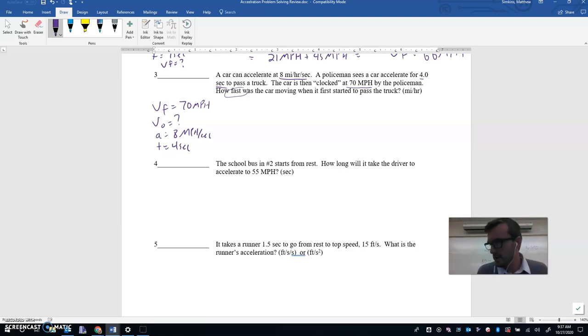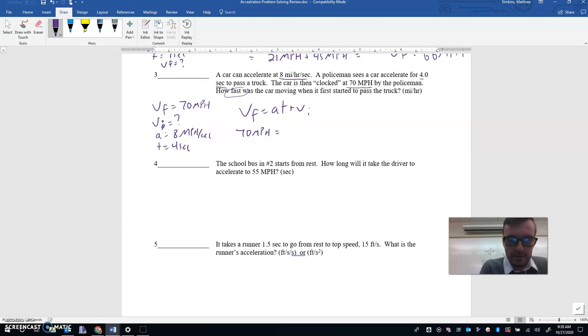Now, this one is a little bit trickier, because just because the equation doesn't start with V initial, or VI, doesn't mean you can't use that particular equation to find VI. Let me show you what I mean. If we set up the equation we just used, VF equals AT plus VI, what we see here is that VI is kind of buried in there, but it's okay, we can unbury it. We can do a little algebra. So let's take a look.